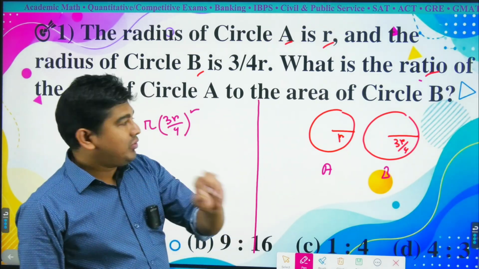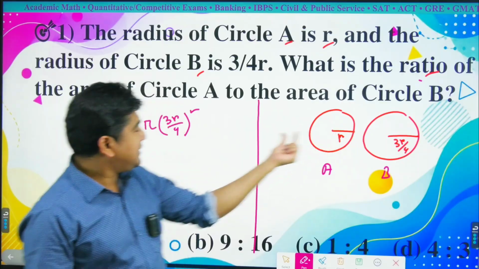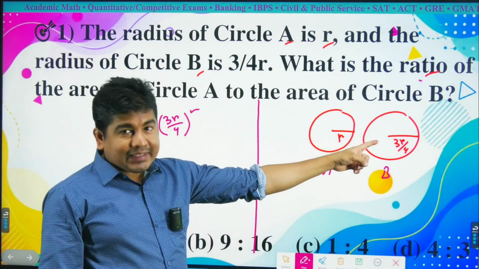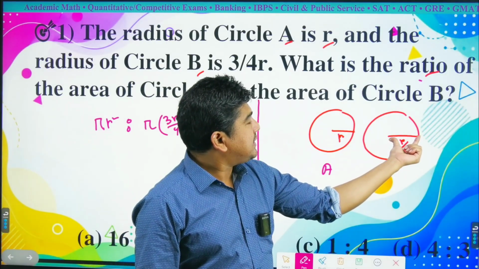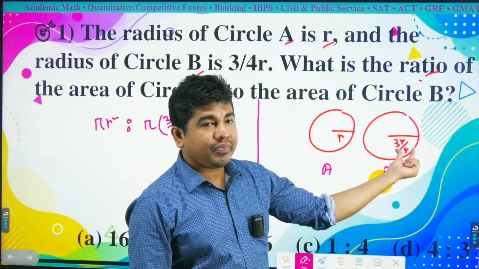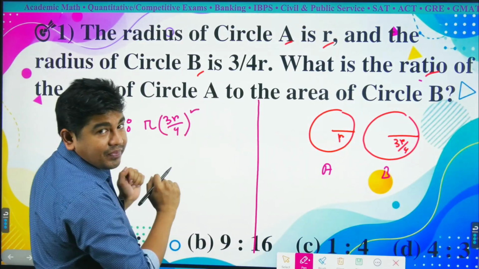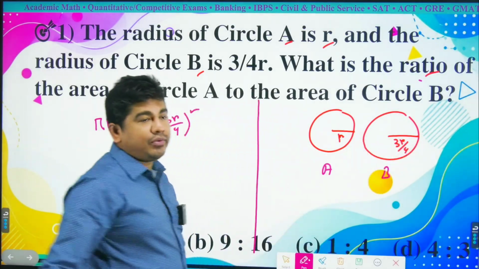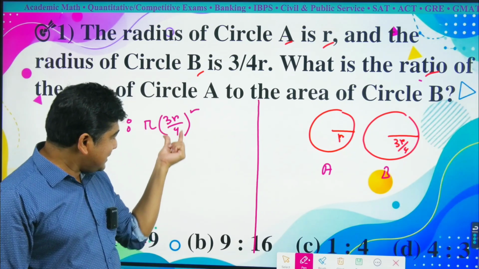The area of the first circle is pi r square, here r is the radius. In case of the second circle, the radius of the circle is 3R by 4. Pi r square is the area of the second circle. Here r, or the radius of the second circle, is 3R by 4, so r square means (3R by 4) square.